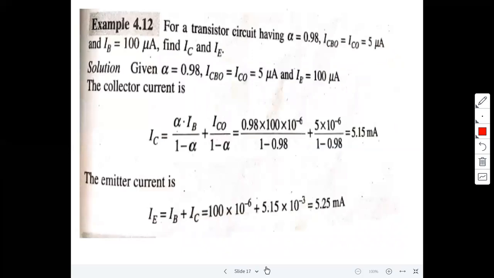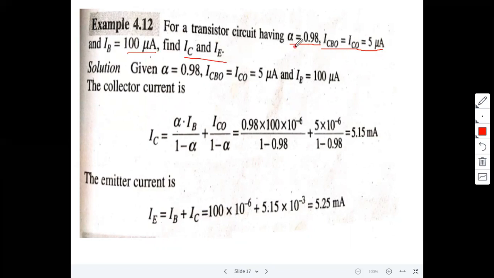Okay, now coming to the problems. The problems include leakage current. For a transistor, given alpha is equal to 0.98, ICBO, that is the leakage current, approximately 5 microamperes, and IB is equal to 100 microamperes. Find IC and IE.